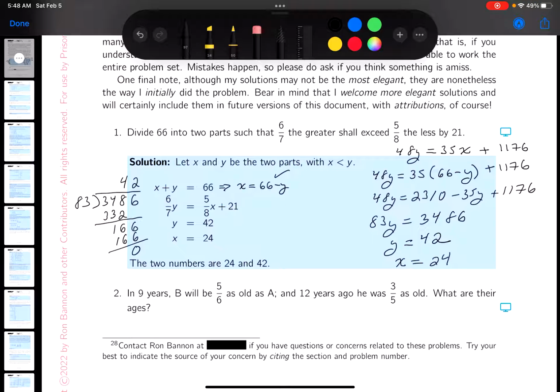All right, so what's the question? What are the two parts? And the two parts are going to be 42 and 24. So the answer is right over here, and we are now done. All right, so this is the first word problem. I think probably some people are looking at it and saying that was a tough problem, mainly due to the arithmetic. Now granted, as we go forward, the problems are going to get more and more difficult.